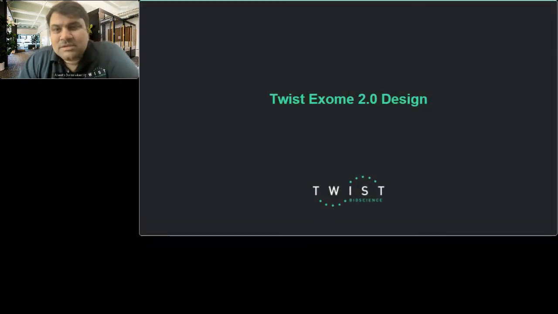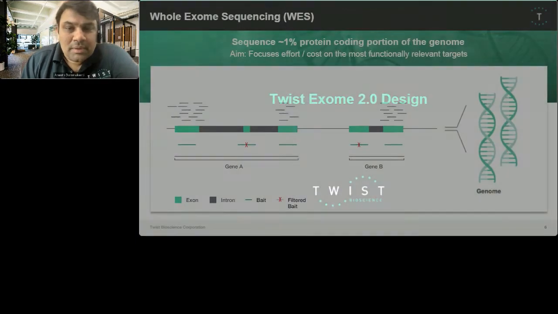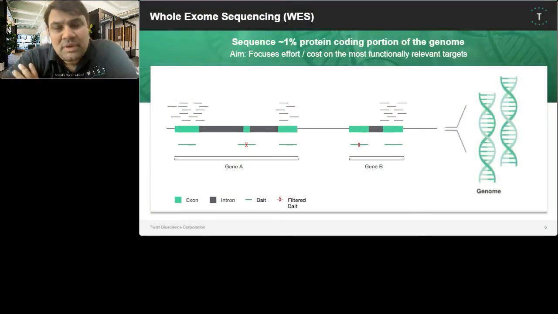Yeah. So now let's take a deeper look at the content and the design of the Twist Exome 2.0. Undoubtedly, exome is the workhorse of target enrichment, and we sequence around 1% of the protein coding regions and some of the non-coding region during whole exome sequencing.